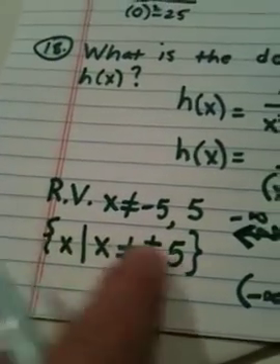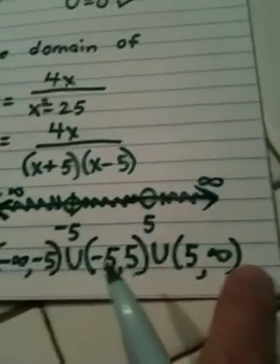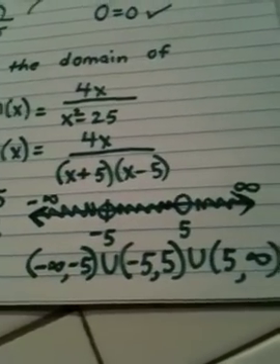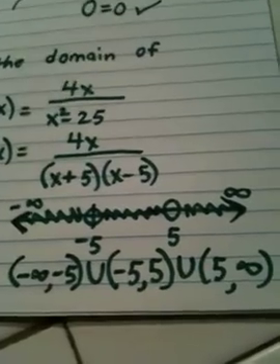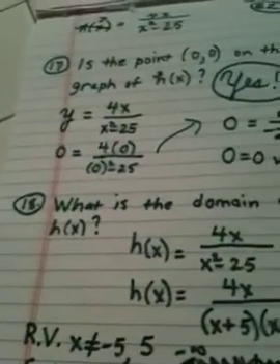So this is my domain. This is my domain in set builder notation. This is my domain in interval notation. And we're done with those 2 questions. We have 2 more to go.